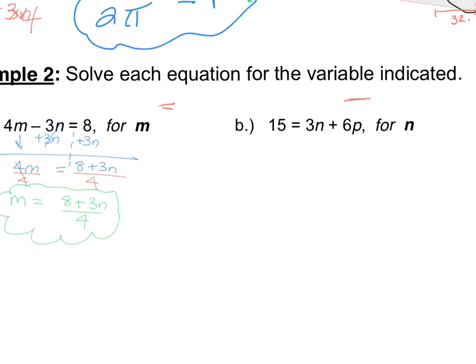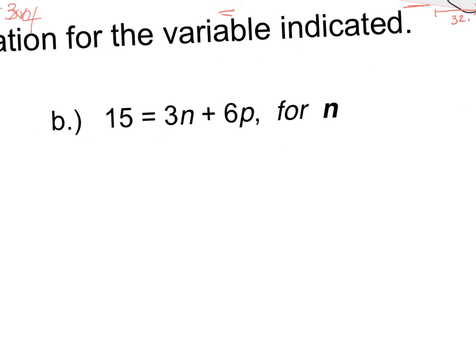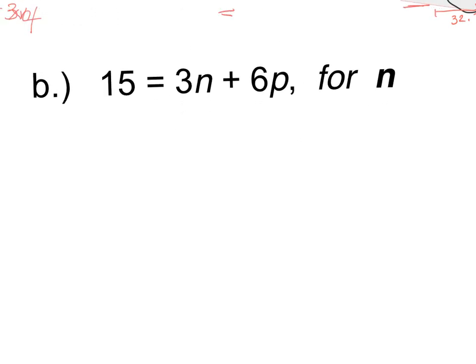Alrighty, let's look at the next one. You are solving for n again. So here's n. Order of operations says that the first thing you would have done would have been, if you know what n is, multiply by 3. That's the first thing. Then you add 6p. So that's the second thing.